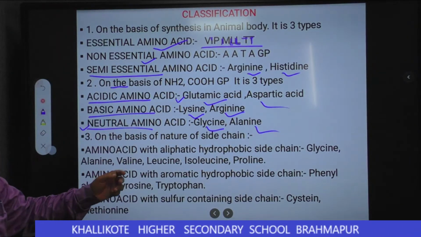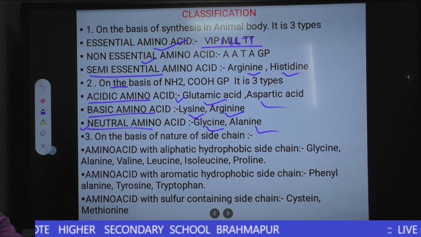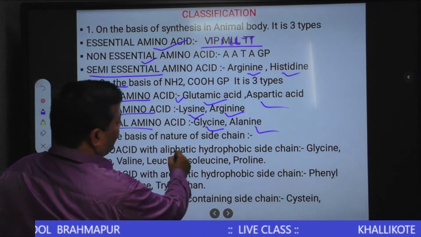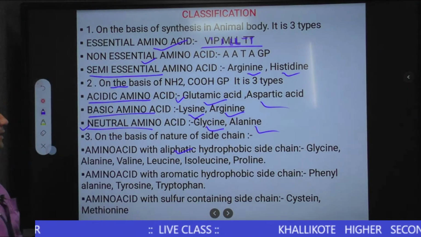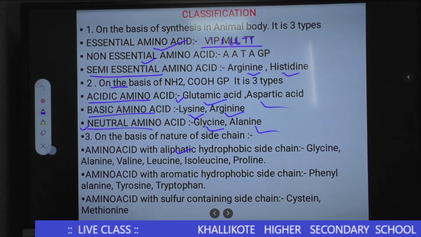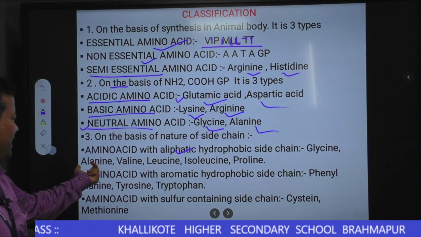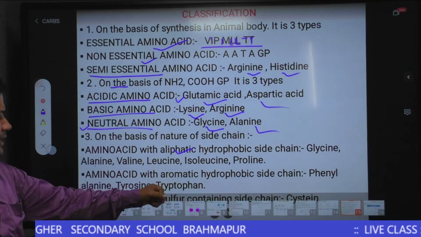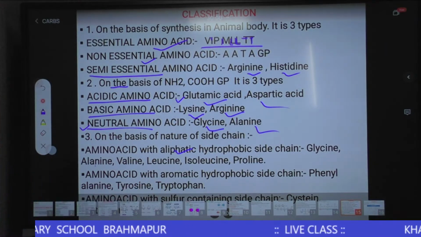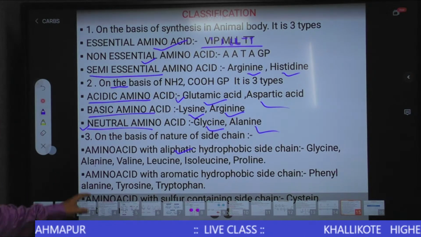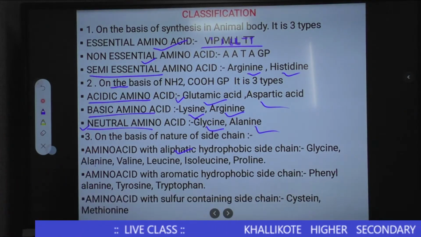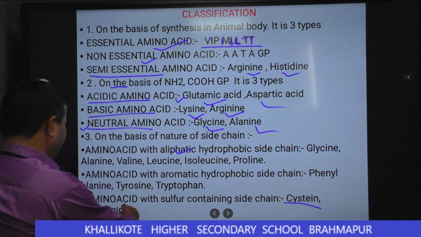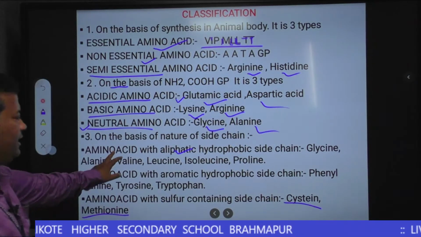On the basis of nature of side chain, they may be classified into 4 groups. First one is amino acid with aliphatic hydrophobic side chain. That may be alkyl group containing aliphatic hydrophobic side chain: glycine, alanine, valine, leucine, isoleucine, proline. Amino acid with aromatic hydrophobic side chain, that may be phenylalanine, tyrosine and tryptophan. Similarly, amino acid with sulfur containing side chain, that may be cysteine and methionine. Cysteine and methionine are typical sulfur containing amino acids.